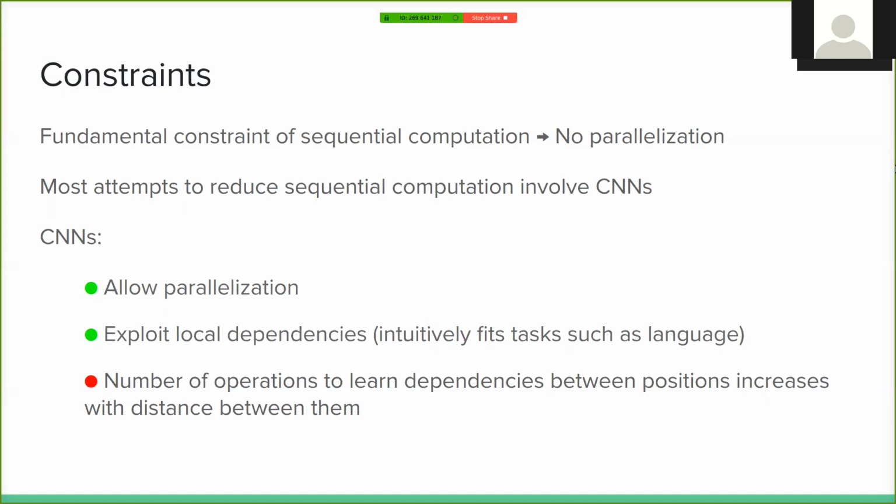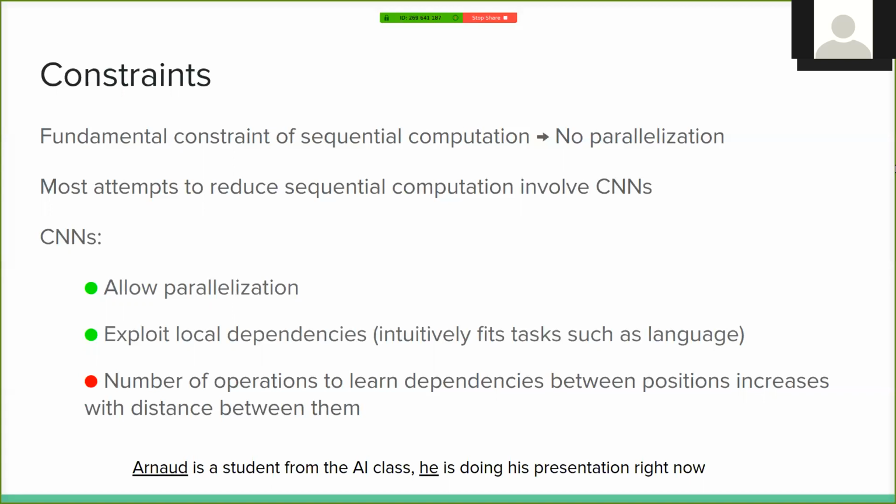However, the number of operations to learn dependencies between positions increases with the distance between them. So for example, if you take the sentence, Arno is a student from the AI class, he's doing his presentation right now. Well, you can see that Arno and he are words that have a strong dependency because they designate the same entity, but they're pretty far away in the sentence. So the farther away they are, the more operations we would need to learn that dependency, but it's an important dependency. So we can see that in a sentence, it's not necessarily the neighboring words that have the most impact.